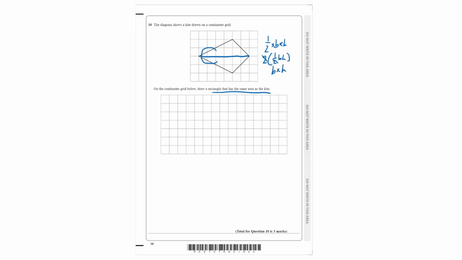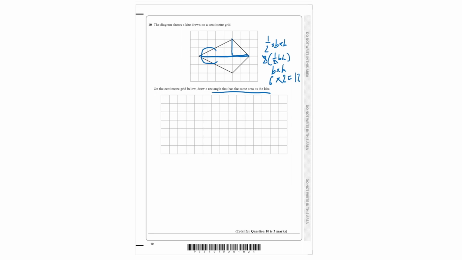We know the base is 1, 2, 3, 4, 5, 6. So we have 6. And the height is 1, 2. So that's 2. So that means our total area is 12. Now that we know the area of the kite, which is 12, we can then draw a rectangle that has the same area as the kite.